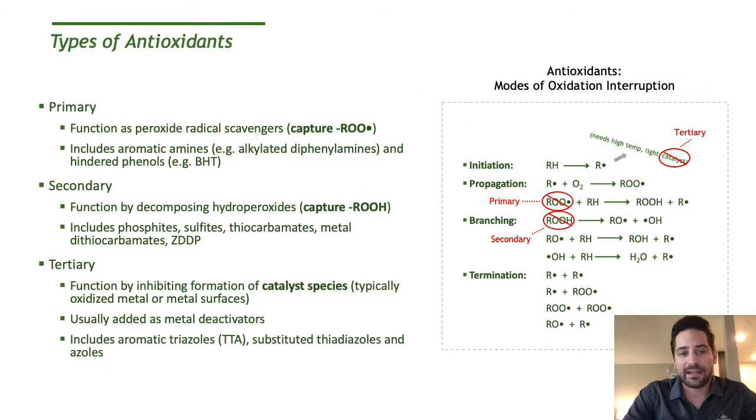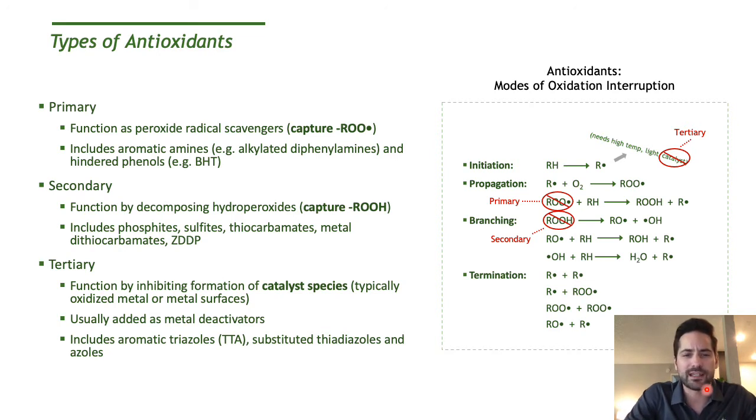So, types of antioxidants. There are three primary types of antioxidants: primary, secondary, and tertiary. Primary antioxidants remove peroxide radicals from the oxidation process.